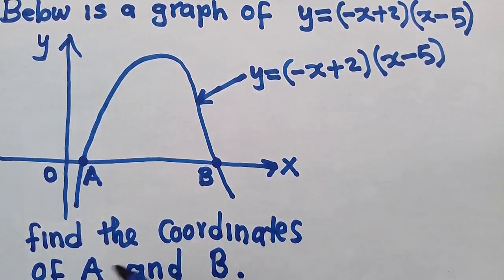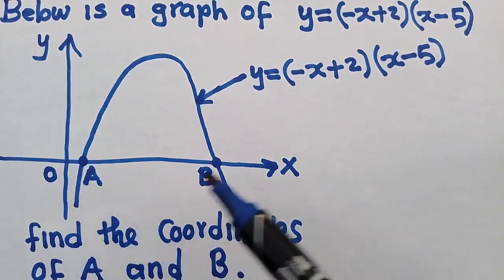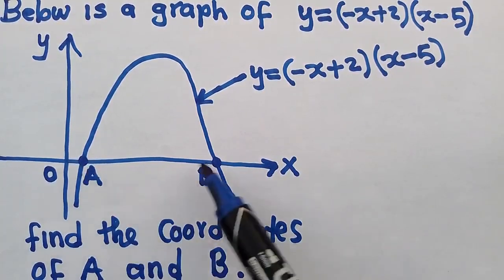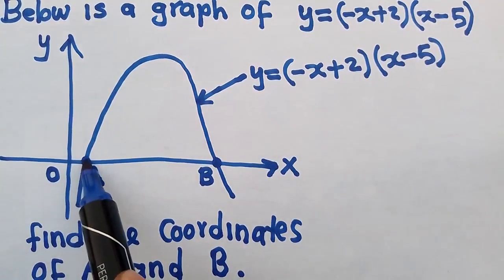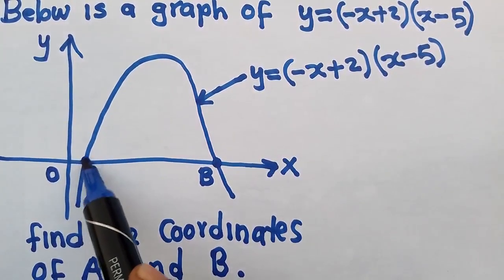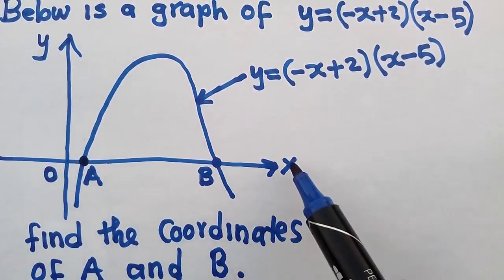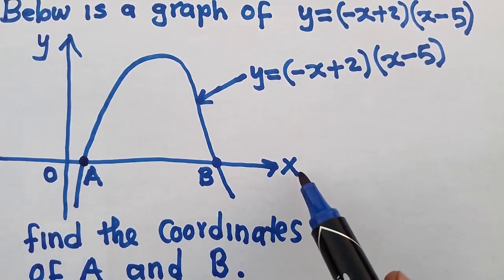The question is saying, find the coordinates of A and B. How can we find these two coordinates which are here? So one thing that should come to your mind before you find these coordinates is, what is here? Have you seen a coordinate that is here? As long as it is on the x-axis, the value for y is 0.